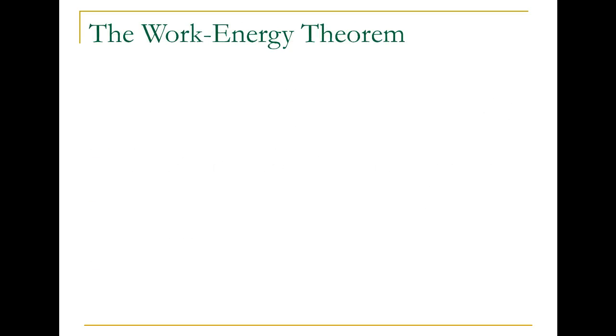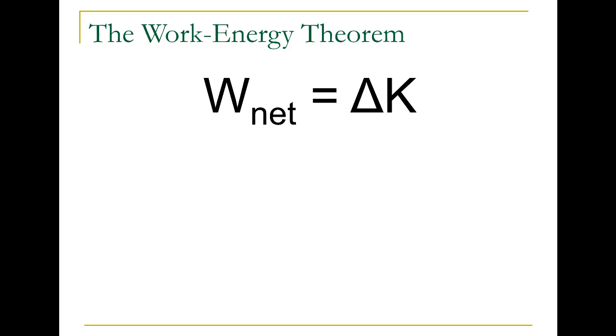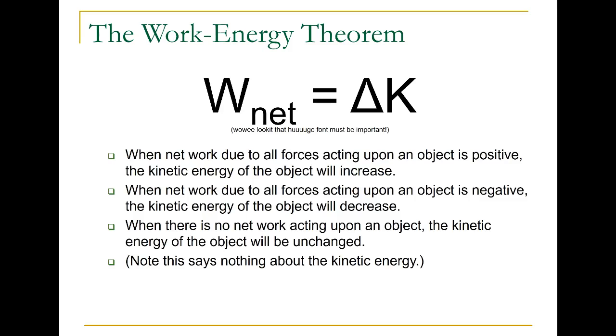So the work-energy theorem is very important, and it tells us that the net or total amount of work done is equal to an object's change in kinetic energy. So you can see that I used some pretty big font. When the net work is positive, the kinetic energy will increase, an object will speed up. When the net work is negative, it'll slow down. And when there's no net work acting, the kinetic energy will be unchanged.